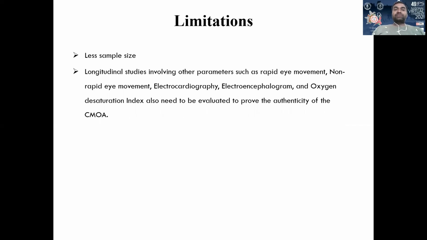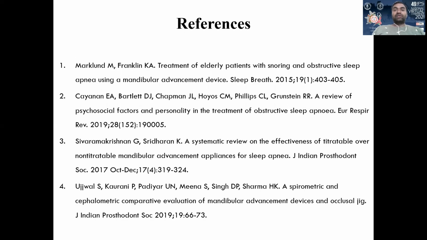Coming to the limitations, the sample size is very small. A longitudinal study involving other parameters such as rapid eye movement, non-rapid eye movement, electrocardiography, electroencephalography, and oxygen desaturation index also needs to be evaluated to prove the authenticity of the customized maxillary oral appliances. These are my references.